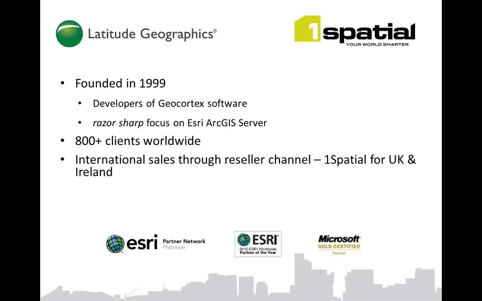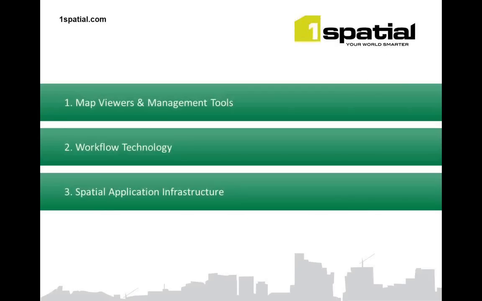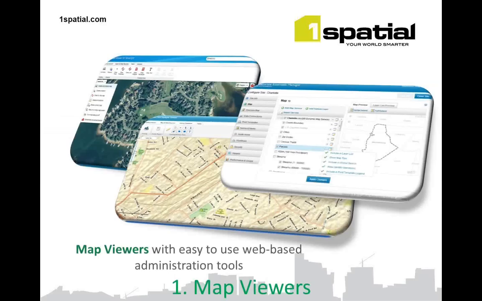Good morning, everybody. For the next about 20 minutes, half an hour, I'll be going through a presentation and demonstration of the Geocortex technology. There are just a few slides to put some things into context that John was talking about earlier. So I guess what I really start off with is, what is Geocortex Essentials? Geocortex Essentials is essentially 3 groups of products or parts of products. There's a set of map viewers and management tools. There's some workflow technology that John's already spoken about. And there's this spatial application infrastructure, which is really the future-proofing of your products moving forward. So I'll talk about those individually.